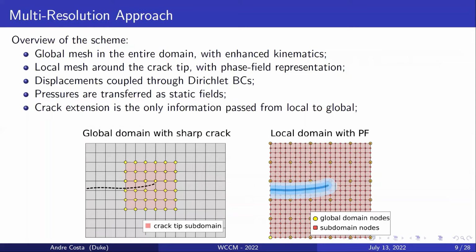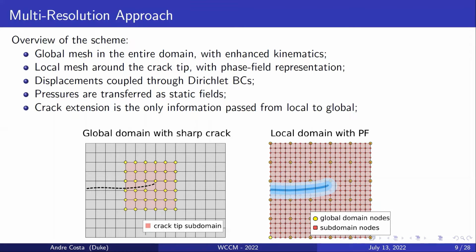In a nutshell, our approach works in the following way. The cracked domain is discretized and the fracture is treated with a sharp crack approach. We call this the global discretization. Near the crack tips, subdomains are constructed and local meshes are generated, and in these, the phase field method is used to represent the cracks. These domains overlap with the global mesh as shown in the picture.